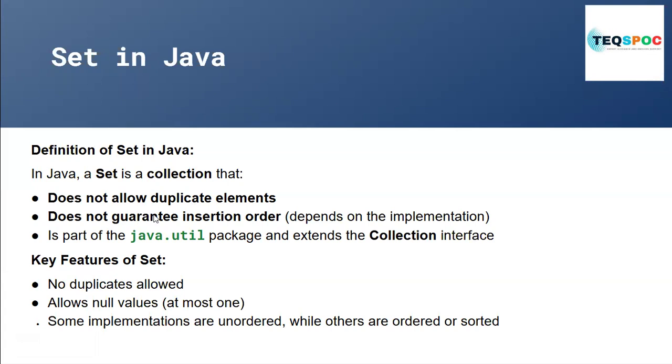It extends the Collection interface. Key feature: no duplicate values are allowed, and null values are allowed, because two null values are not the same. Some implementations are unordered, while others are ordered or sorted. So basically the main feature of the set is that it does not allow duplicate values. Set is an interface. It does not maintain insertion order, so it is unordered, and does not contain duplicate values.